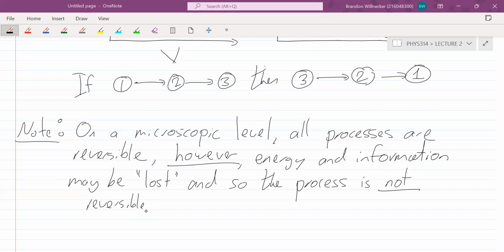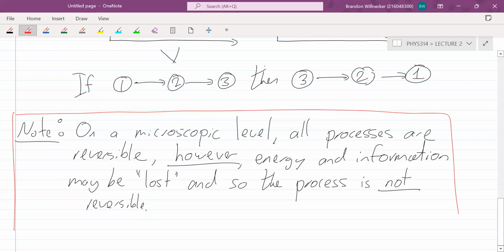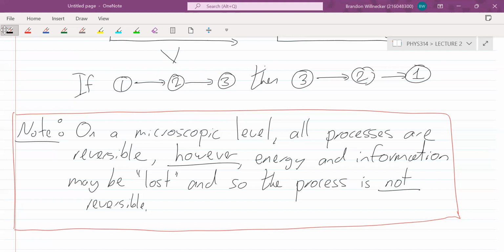However, we don't have knowledge of everything, which is why we use the concept of macro states in the first place. We don't look at the individual microstates, we look at the macro state as a whole. So that's just something to keep in mind with this idea of reversibility. Any questions on that? Okay, so not too bad.